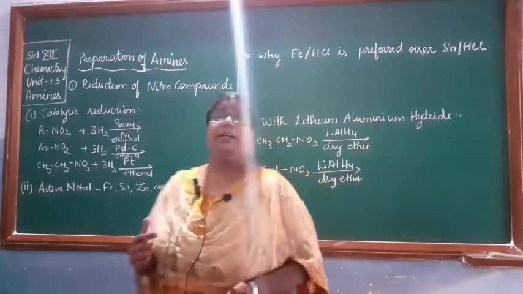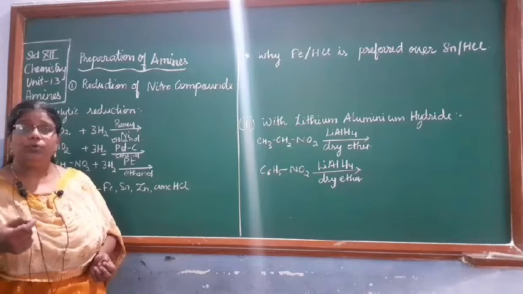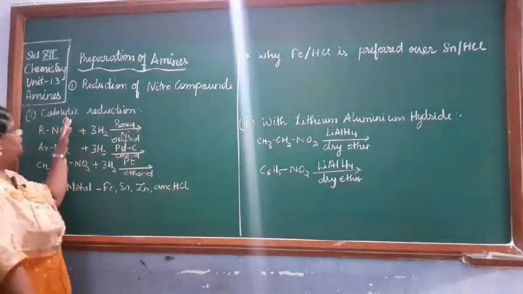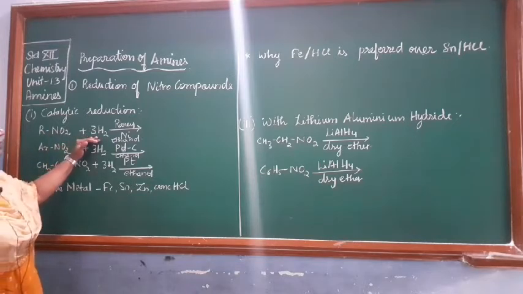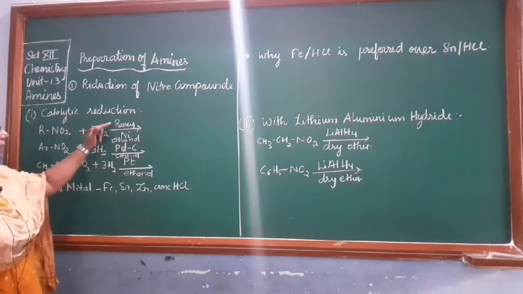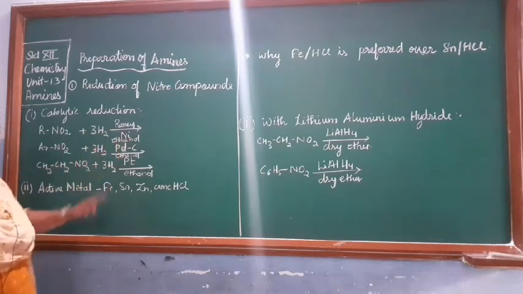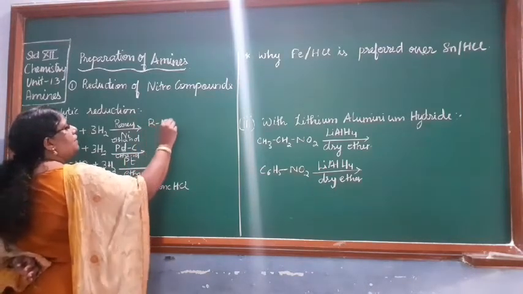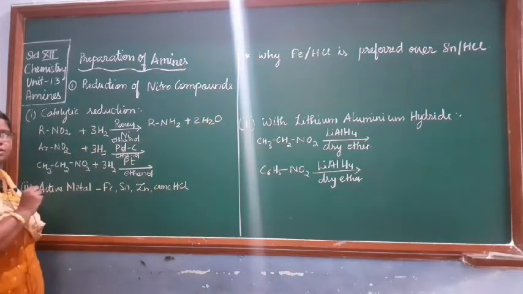The first one is catalytic reduction, where we are using a catalyst to reduce the nitro compound. So first we will see the catalytic reduction. Generally RNO2 is the aliphatic nitro compound. When you reduce it with hydrogen in presence of a catalyst like nickel and in ethanol, it will give you the corresponding amine, that is RNH2 plus 2H2O.